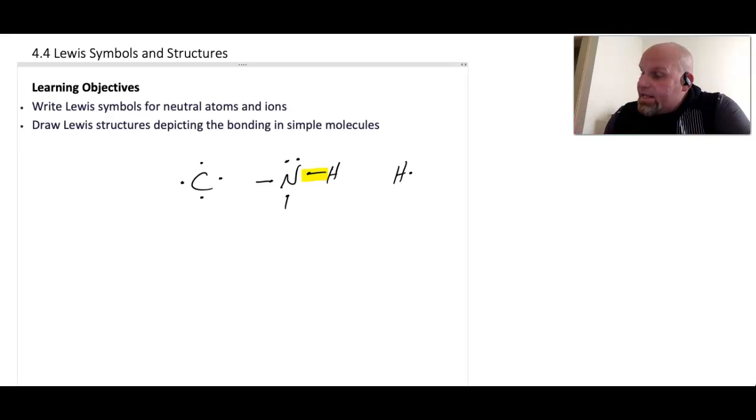So you can see if I were to continue to add hydrogens around this nitrogen, nitrogen's octet would then be fulfilled. It has the lone pair of electrons here, and then all of these shared pairs count for 2 electrons to both atoms in which they're bonded.